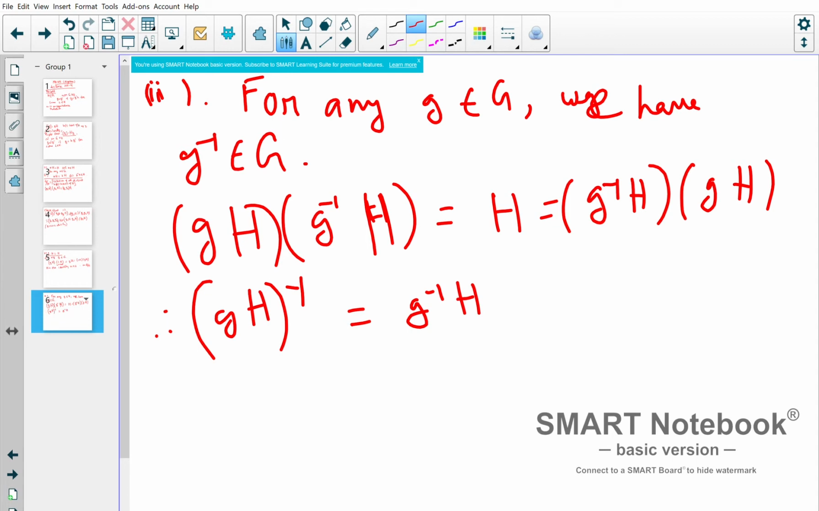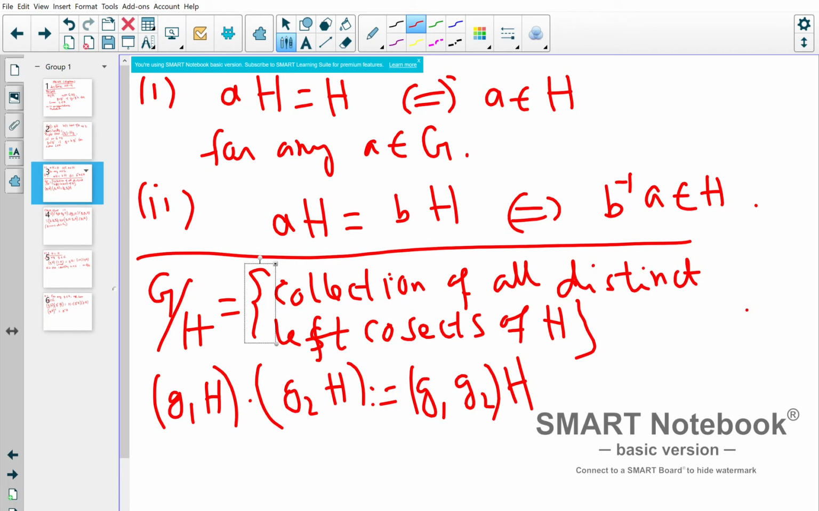Apparently it looks like this is a nice operation on G mod H, the collection of distinct left cosets. You can play the game with the right cosets also, no problem. Let me do it for left cosets, and it looks like it forms a group with respect to this operation. But there is a point. Let me write down this set G mod H as S. So this dot is a map from S cross S to S, which is what you need for a group.